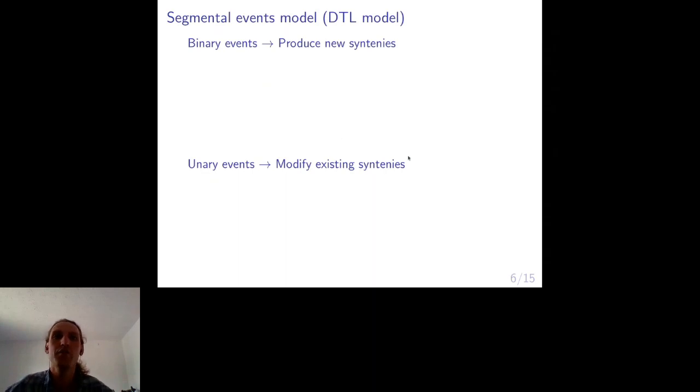After that, we also need to model the segmental events. So we are in a duplication, transfer, and loss model. And segmental events can be divided into 2 categories: the binary event, where you have the production of a new synteny, and the unary event, where you have an existing synteny that will be modified.